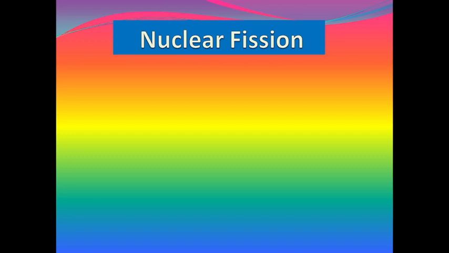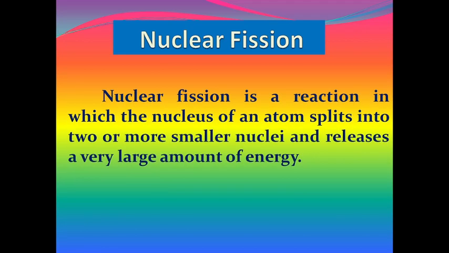Now let us understand nuclear fission. Fission means breaking, fusion means combining. So what is a nuclear fission reaction? Nuclear fission is a reaction in which the nucleus of an atom splits into two or more smaller nuclei and releases a very large amount of energy. It is quite opposite to nuclear fusion. Here a heavier nucleus will split into two lighter nuclei.